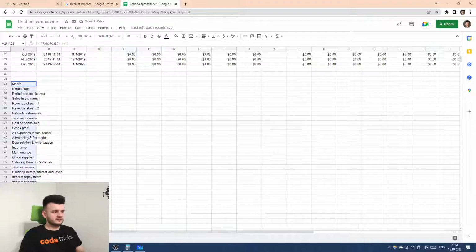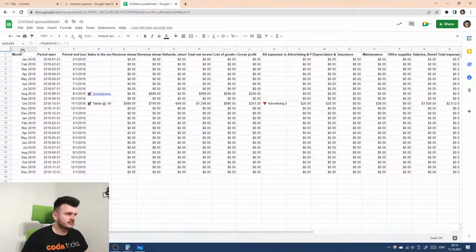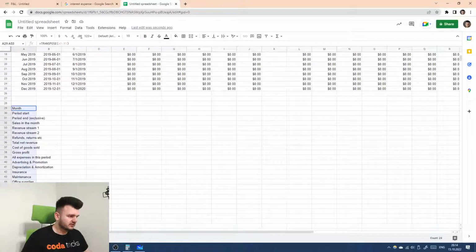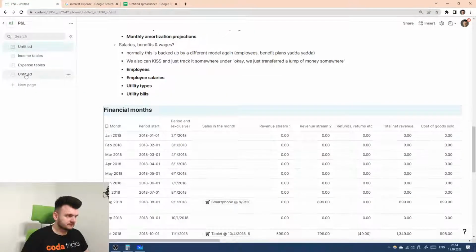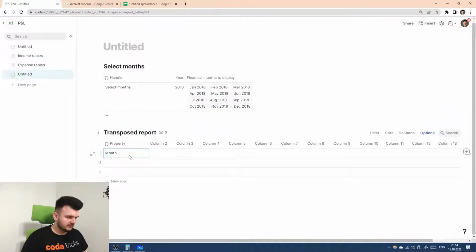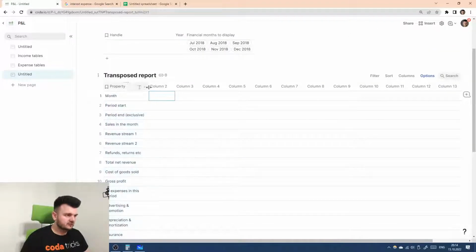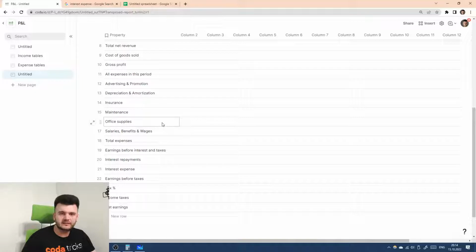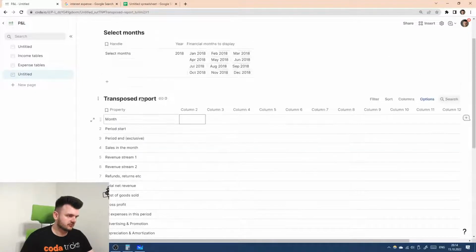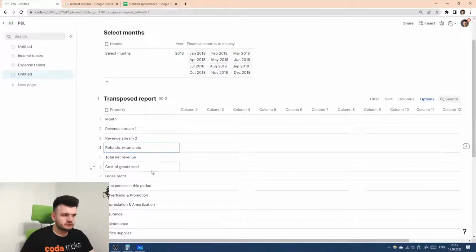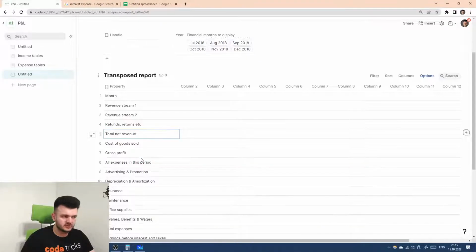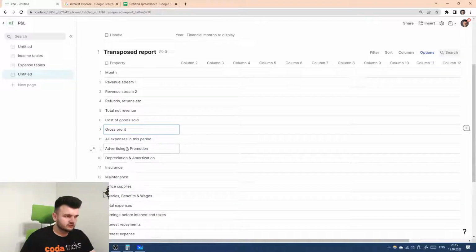It transposed this row into this column. I select the column, go back into Coda, press insert, and it just created it for me. I saved myself time typing out each of the properties. So not period start, period end; we are not interested. We have revenue stream 1, revenue stream 2, refunds, returns, etc. Total net revenue, cost of goods sold, gross profit, all expenses in this period.